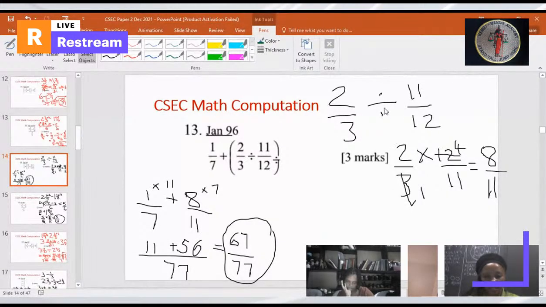2 over 3, we changed the division to multiplication. We inverted the 11 over 12 and it becomes 12 over 11. 3 into 3 is 1. 3 into 12 is 4. 2 times 4 is 8 over 11. And we have 1 over 7 plus 8 over 11. The LCM of 7 and 11 is 77. 7 goes into 77 11 times. 1 times 11 is 11. 11 into 77 goes 7 times. 8 times 7 is 56. 56 plus 11 is 67 over 77.